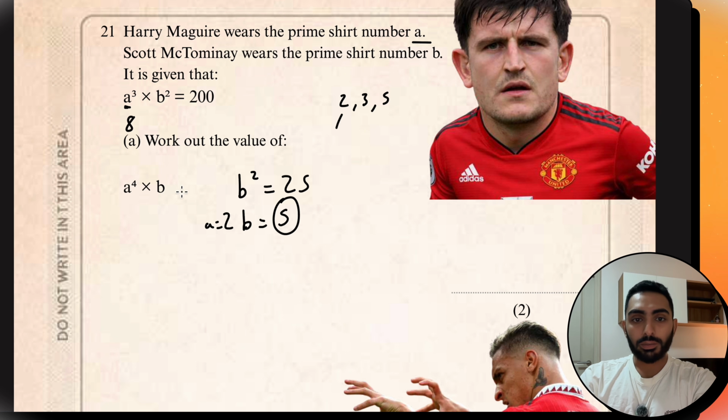A to the 4 times B, we're substituting 2 in there. 2 to the 4 times 5. To get 2 to the 4, you just double it again. We get 4, and then 8, and then 16. That's 2 squared, 2 cubed, 2 to the 4.